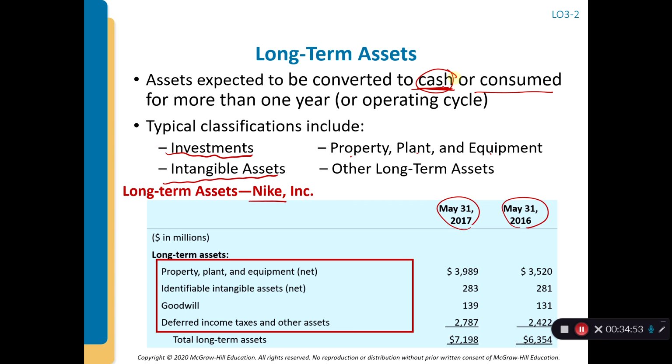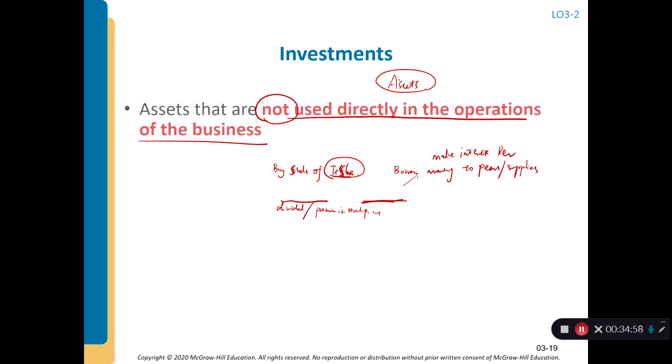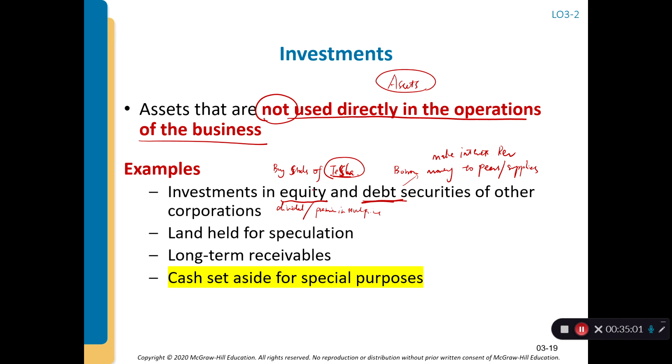So the first one is investment. It means that the asset is expected to convert into cash, right? If you invest in stock equity, or stocks from another company, you can convert this stock investment to cash. If you lend money to someone, you can also expect that debt investment to convert into money. And land held for speculation, same thing. You can sell this land in the future, and then convert it into cash longer than the current operating period.